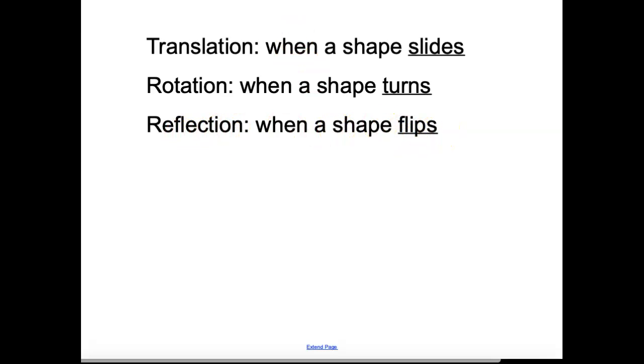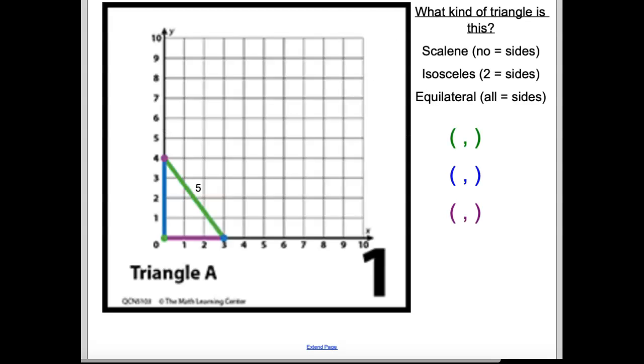Now that we know those 6 words, let's apply them. Here's our first calendar grid marker for the month. What kind of triangle is this? Let's see. It could be scalene and have no equal sides. It could be isosceles and have 2 equal sides, or it could be equilateral and have all equal sides. What do you think?